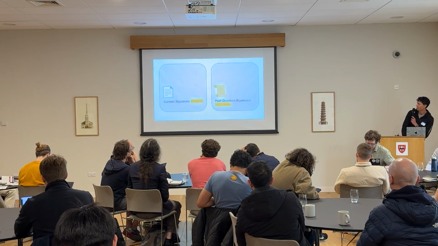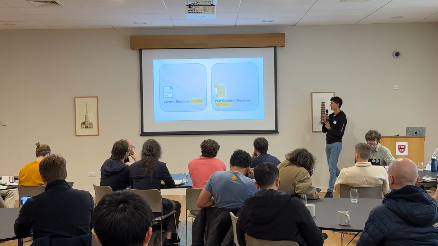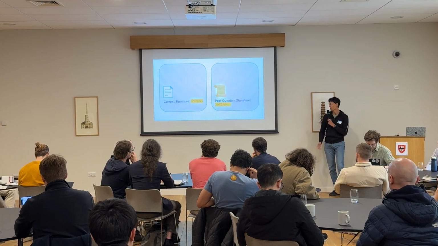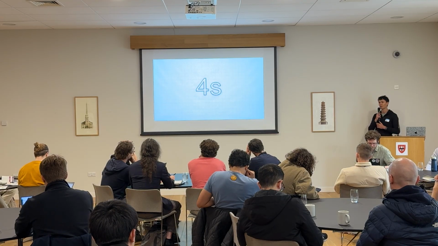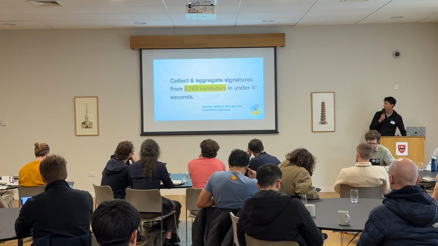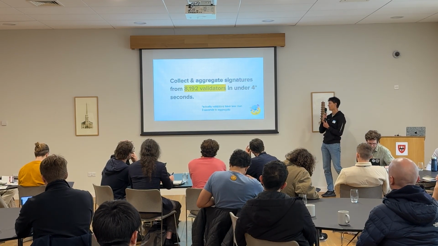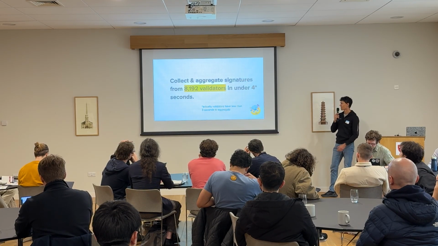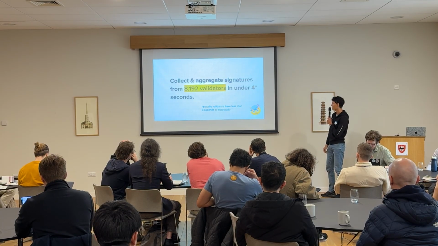Just a quick reminder, what we have today is relatively small signatures which we aggregate, and we switch into signatures of size 3 kilobytes, and then we're also reducing our slot time from 12 seconds to 4 seconds. Based on that, we can come up with a task: collect and aggregate signatures from 8,000 validators in under 4 seconds. 8,000 is just some number to get started. Maybe in future it will be larger.